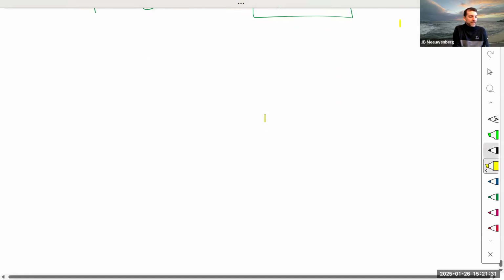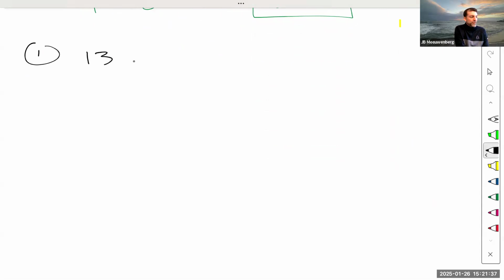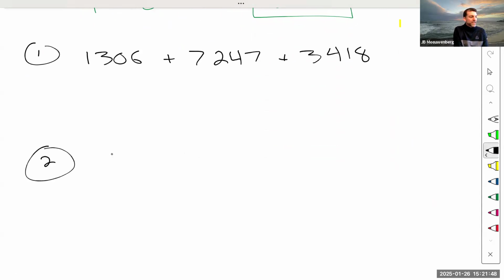Let's look at, if I can get my pen to work. Let's look at 1,306 plus 7,247 plus 3,418. And let's also look at 7,316 minus 547. So use front-end approximation for these. Go ahead and pause and then come back.